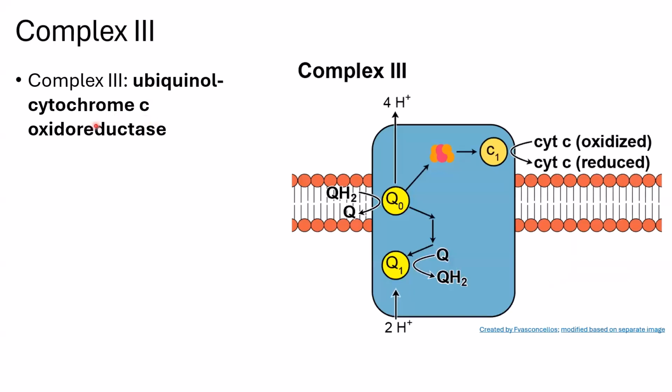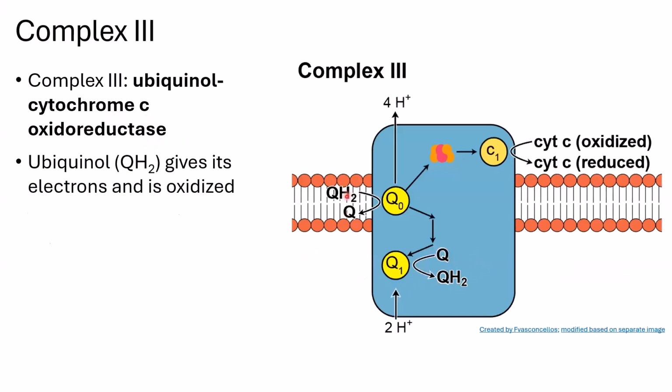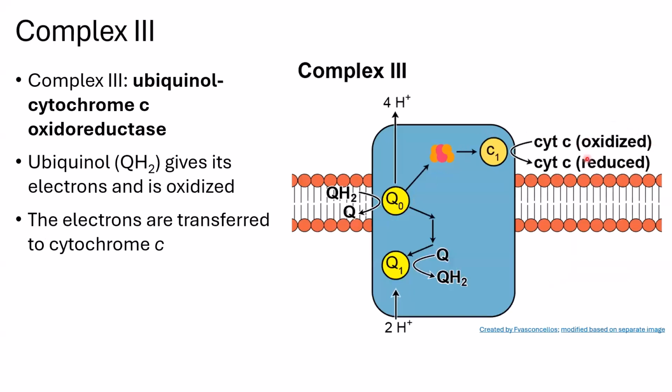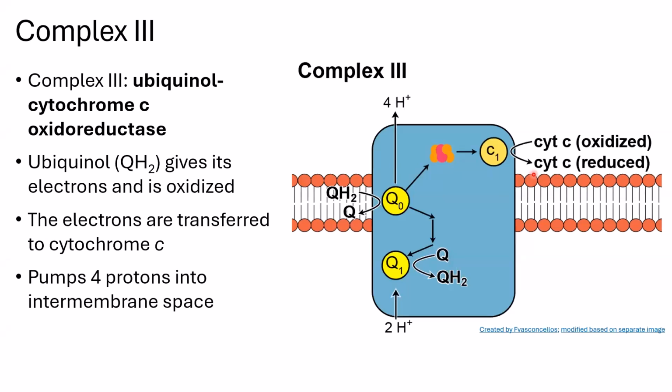Complex 3 is called ubiquinol cytochrome C oxidoreductase, and that's because this is where ubiquinol is oxidized and transfers its electrons to cytochrome C, which gets reduced. This is probably one of the more complicated complexes, but what I want you to know is that it pumps 4 protons into the intermembrane space to contribute to the proton gradient.